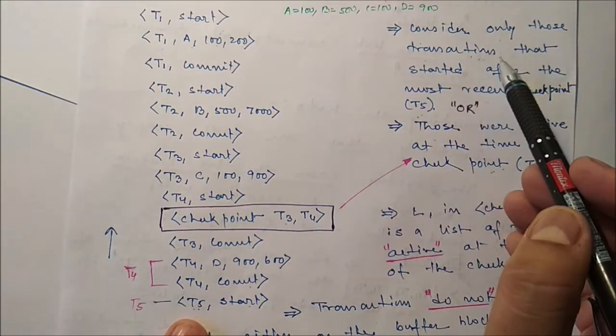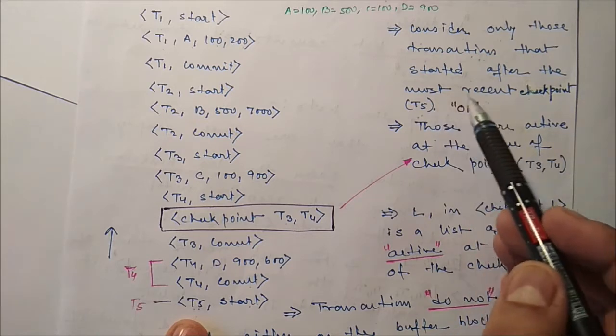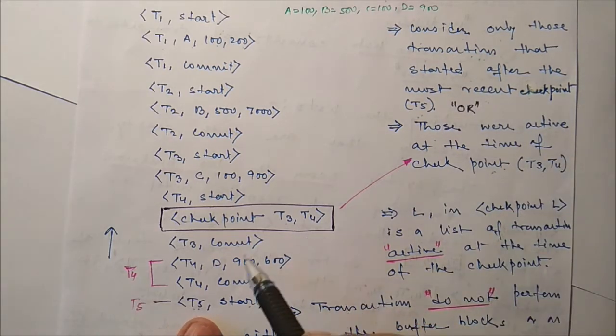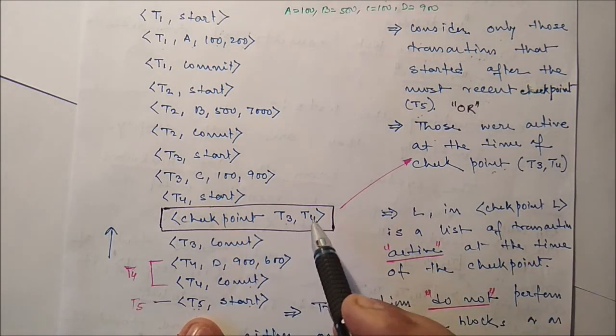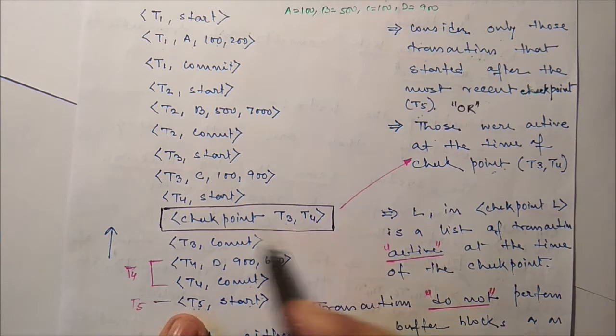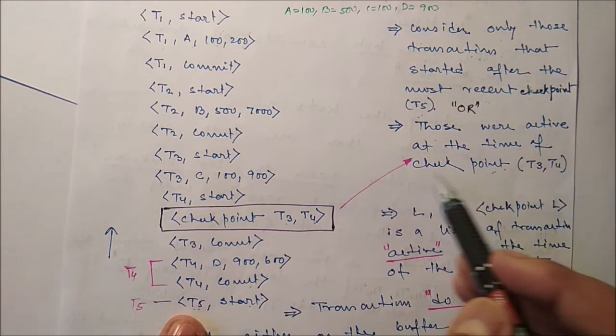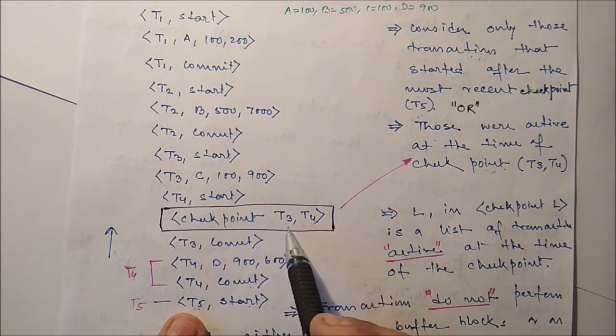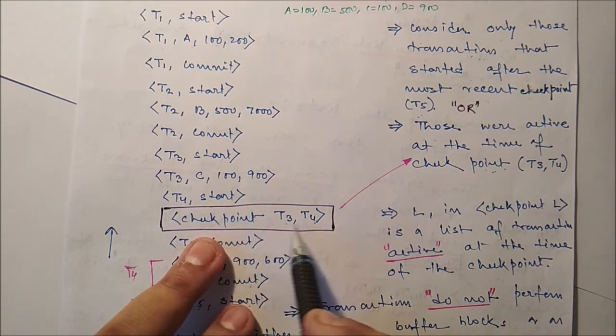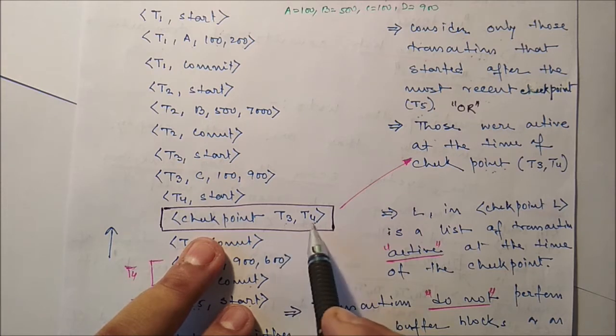Consider only those transactions that started at the most recent checkpoint. So that started after the checkpoint. So we can see T5 starts after the checkpoint, or those were active at the time of checkpoint. Now this is our checkpoint, where we include the active transactions. So here T3 and T4, these two are the active transactions at the time.